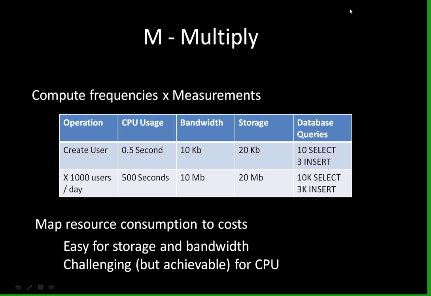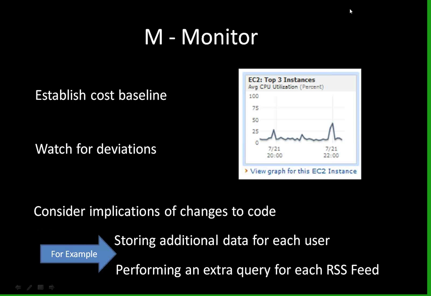So if we say create user has a certain resource consumption and we expect to create 1,000 users per day, we can then get the aggregate amount of CPU usage, bandwidth, storage, and database queries that we expect as a result of those 1,000 user creations per day. Once we have that, we have mapped our resource consumption to our costs. This is relatively easy to do for storage and bandwidth. It's going to be a little bit more challenging, but still achievable, for your CPU usage.